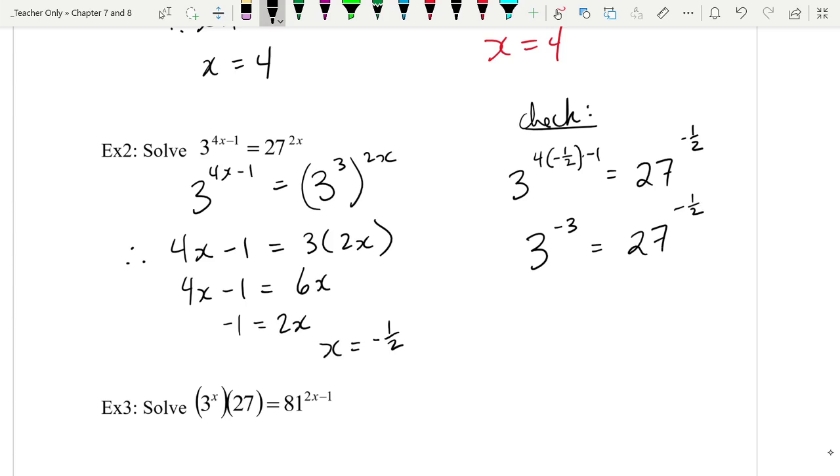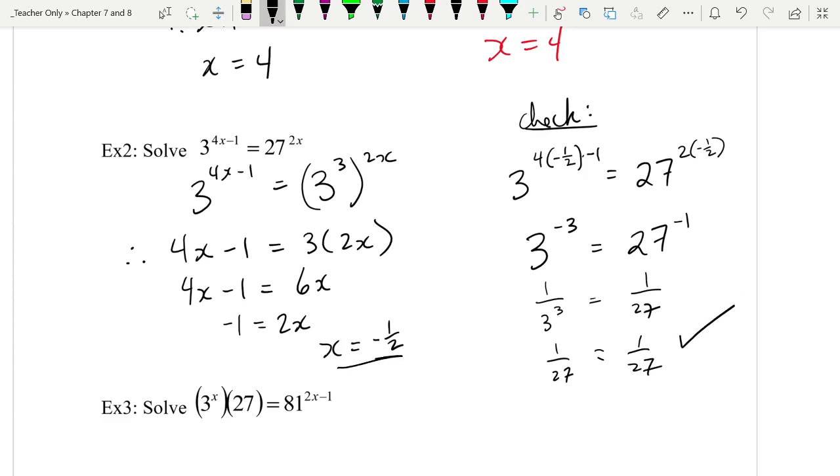And again, what do my rules tell me? Let's see, what is this? This is negative 3. So 3 to the negative 3 is 1 over 3 to the 3, which is 1/27th. And this is going wrong. Something is wrong here. Oh, I forgot the 2. That's why. Hold on. Look at this. I misread the question. Checks only work if you actually copy the equation right. There we go. So 2 times negative 1/2 is negative 1, which is 1 over 27. And there we go. Left side equals right side. True. That is a true statement.